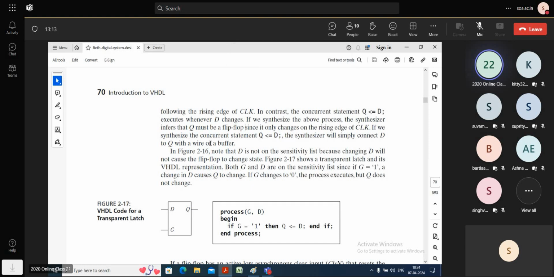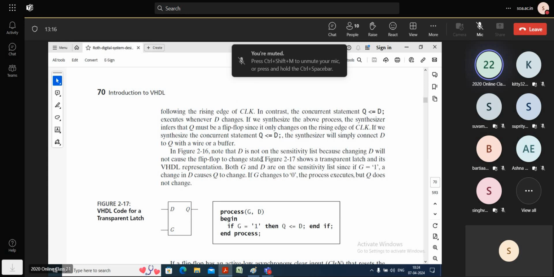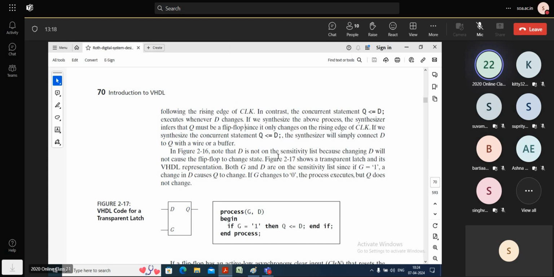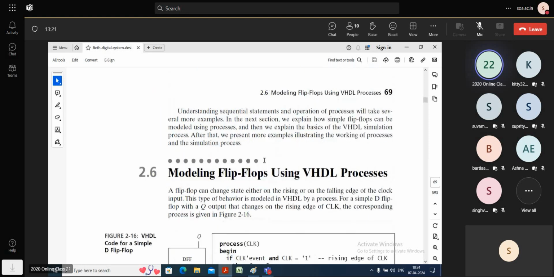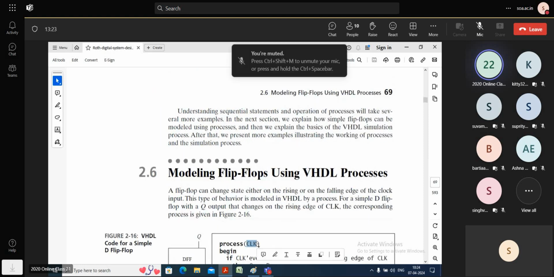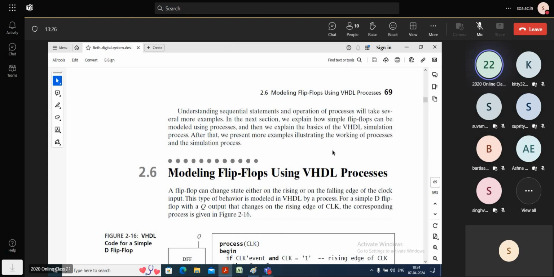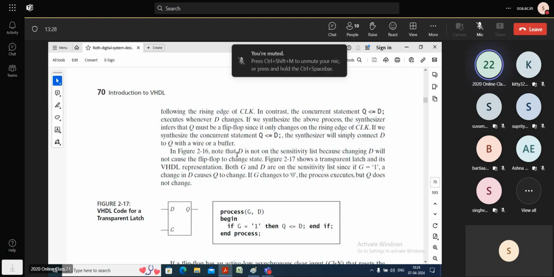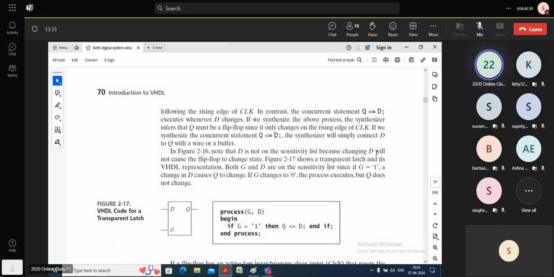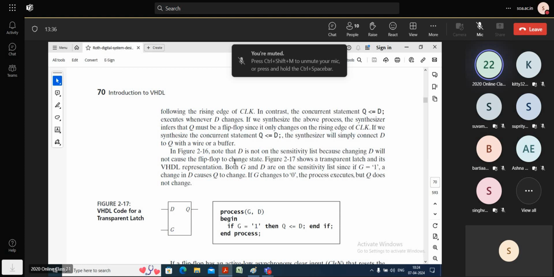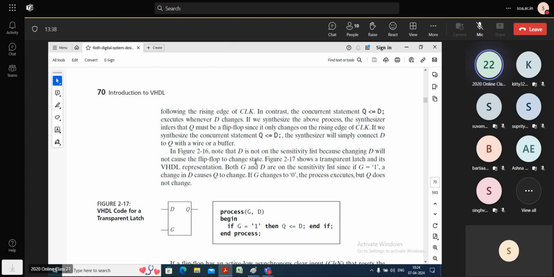So in the previous example, you can see that only CLK was in the sensitivity list. Here we have put only CLK inside the sensitivity list, but D we have not put inside the sensitivity list, because changing D will not cause the flip-flop to change state. Only if there is a rising edge of the clock will the value of Q change and be equal to D.